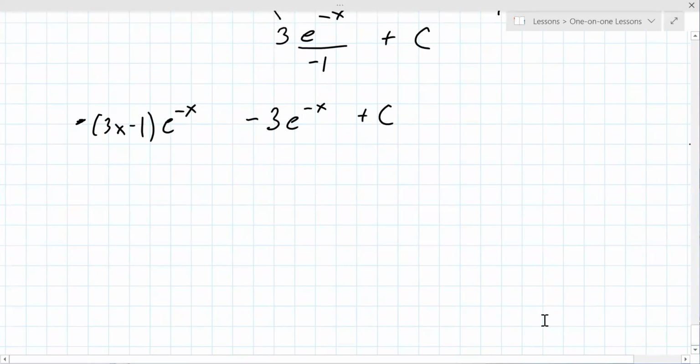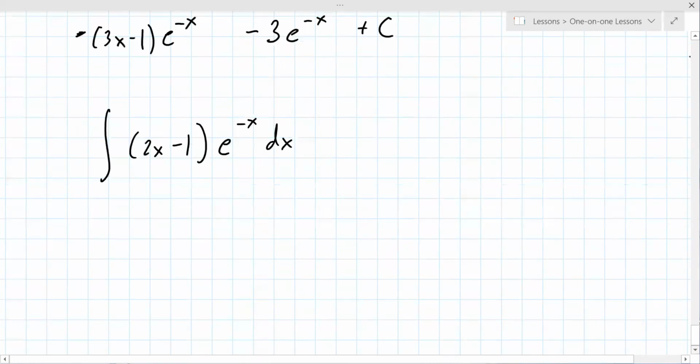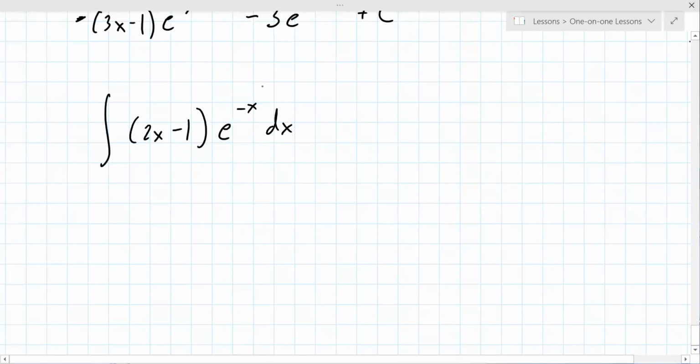I'm hesitant to give you one with e to the minus x, but that's probably the form they're going to give you, so we'll have to do it here. Okay, so we're gonna do this one together here.